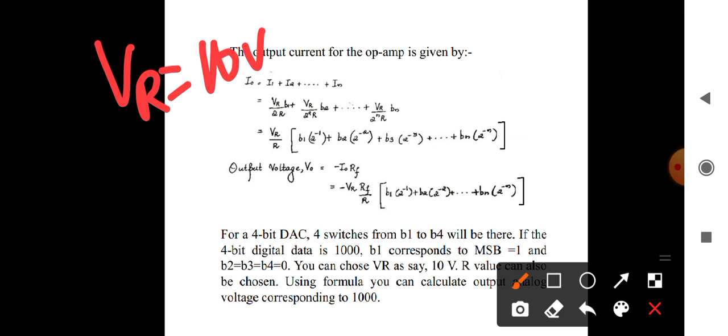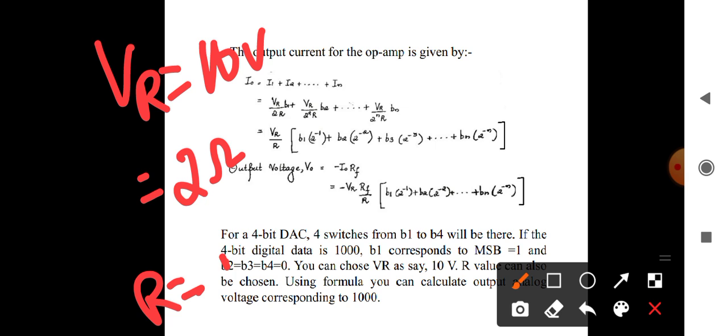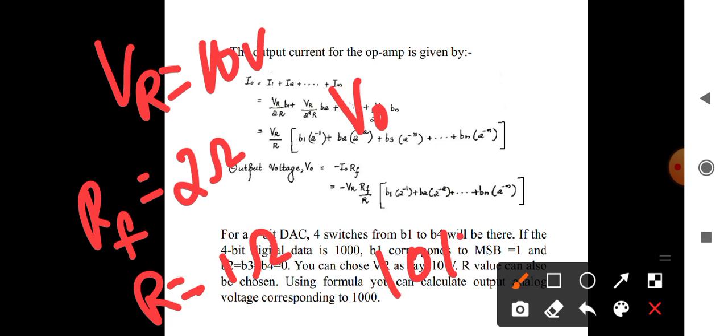and the feedback resistance RF as 2 ohm and resistance R as 1 ohm, then what will be your output voltage for your 1010?